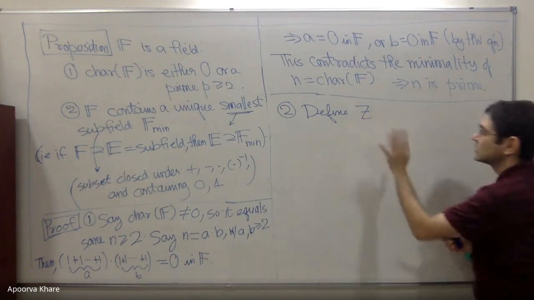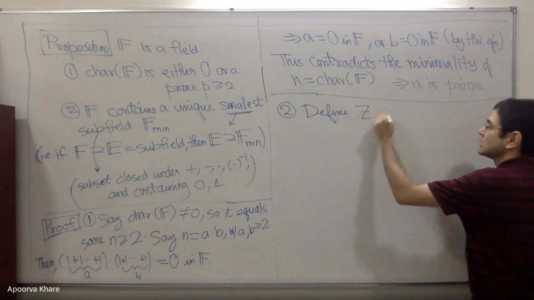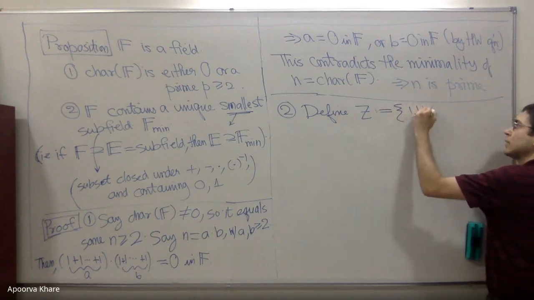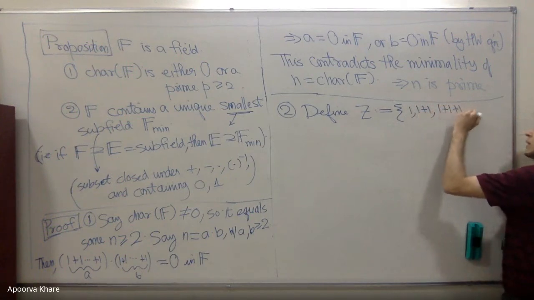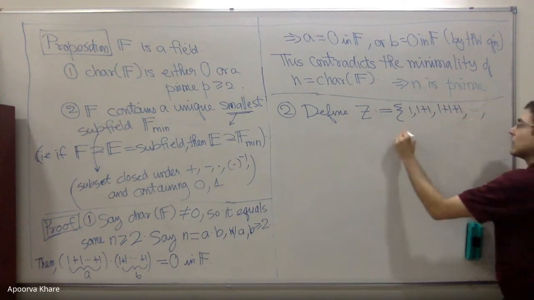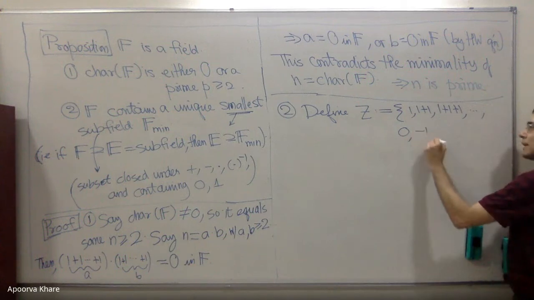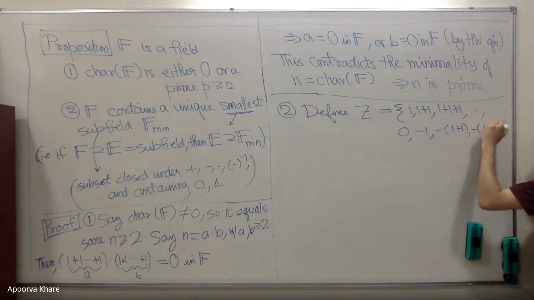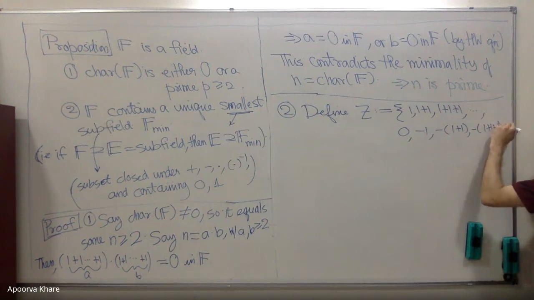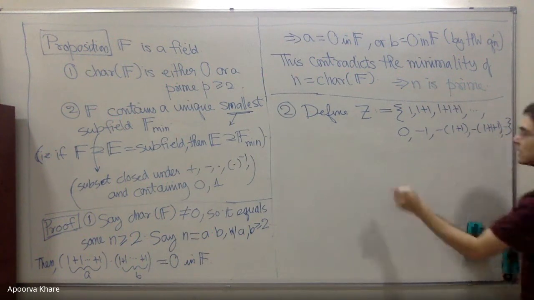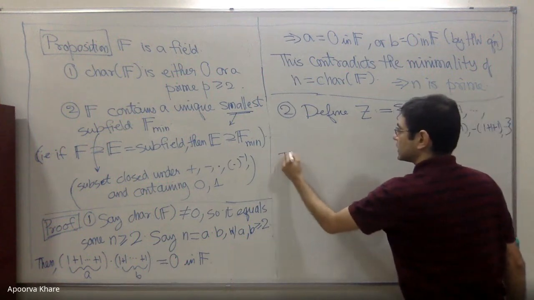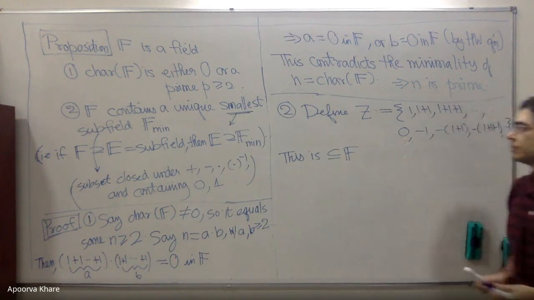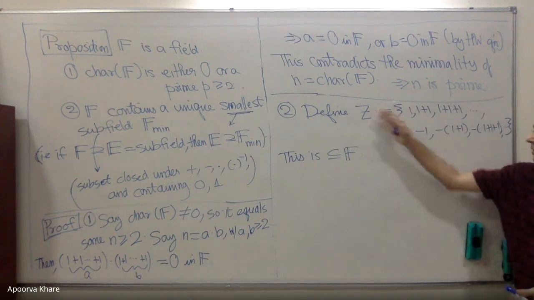So let's call it this non-fancy usual set, which is the set of elements 1, 1 plus 1, 1 plus 1 plus 1, dot dot dot, together with 0, together with minus 1, minus of 1 plus 1, minus 1 plus 1 plus 1. So this is a subset of F. So this is contained in the field. Okay, just define this subset.